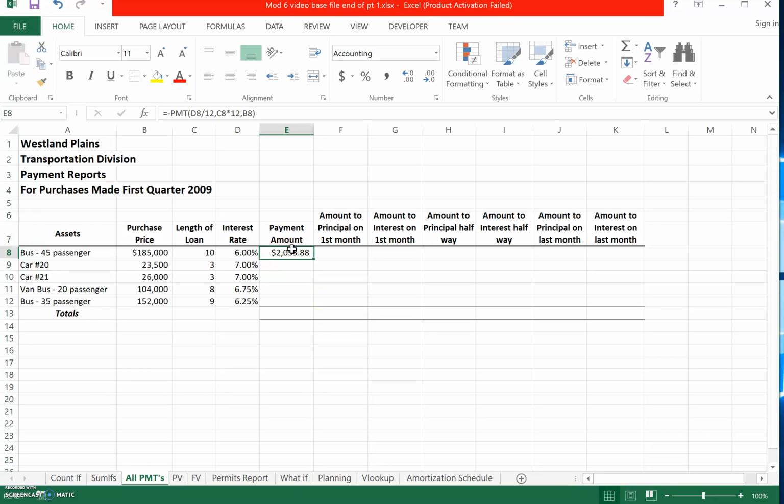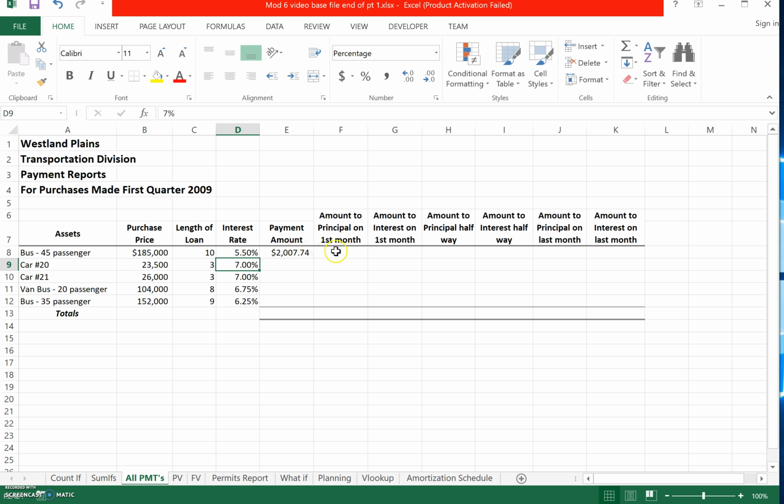Okay, so that is $2,000 a month in order to pay for this 45 passenger bus at an interest rate of 6%. This is why, again, it is so important to make sure you reference everything. If this interest rate changes to 5.5%, that automatically changed. I did not have to retype everything in a formula. This is why I want you guys to always make sure you reference everything. Do not ever retype anything in Excel. If it's typed in a cell once, do not ever type it again.